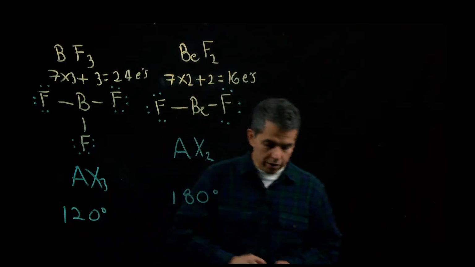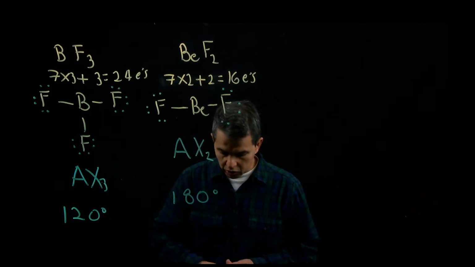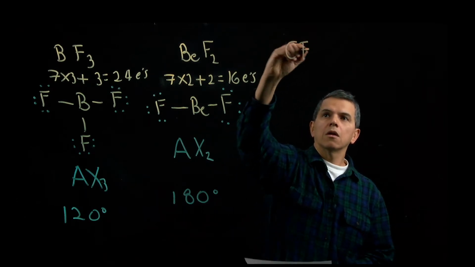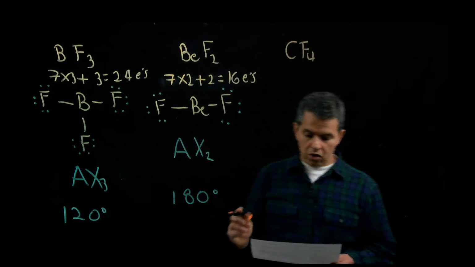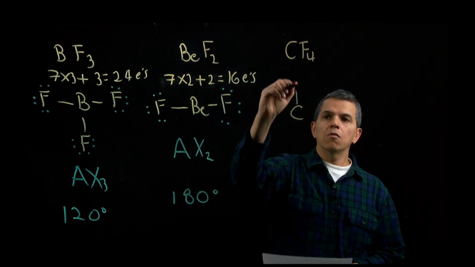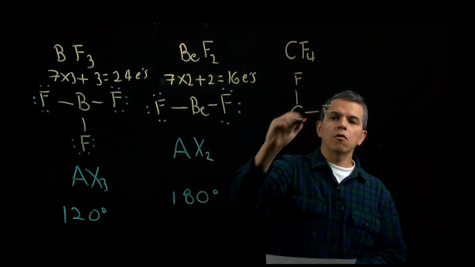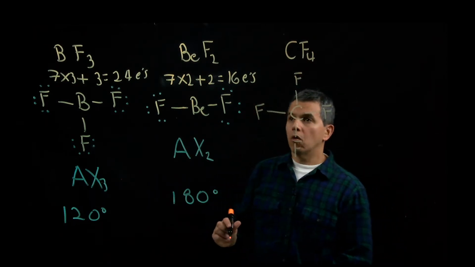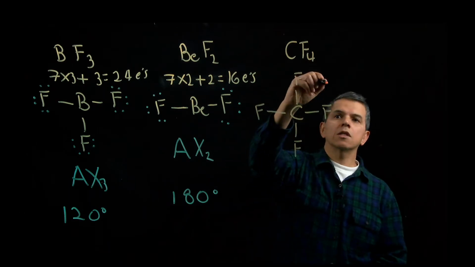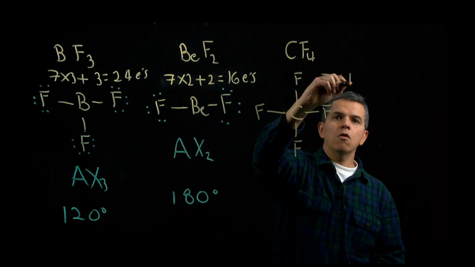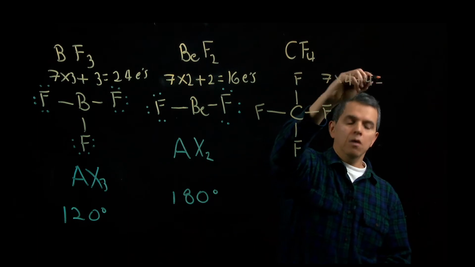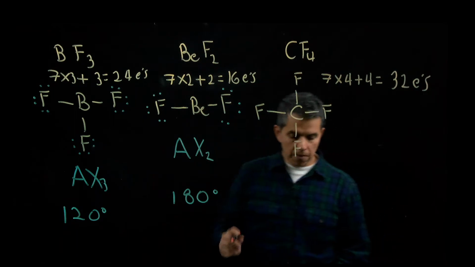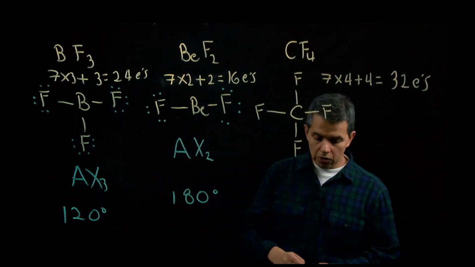Let's move on to the third structure. The third structure would be that one of CF4. The central atom will be carbon, and we are going to have 4 fluorine atoms connected to that central atom. The number of electrons that we have here would be 7 times 4 plus 4 of carbon. That is 32 electrons. So we already know that we have 4 bonds, so that's 8 electrons.